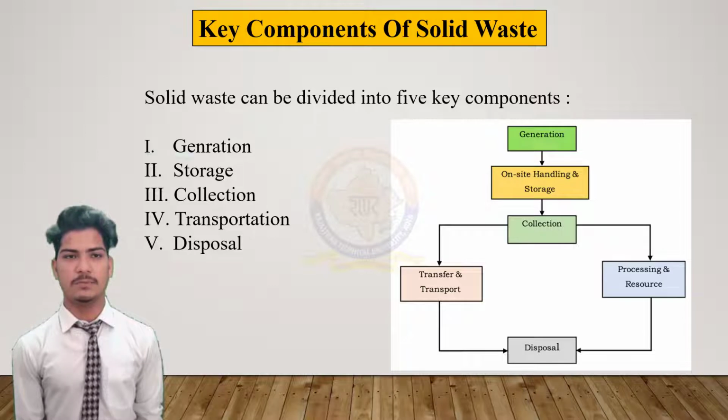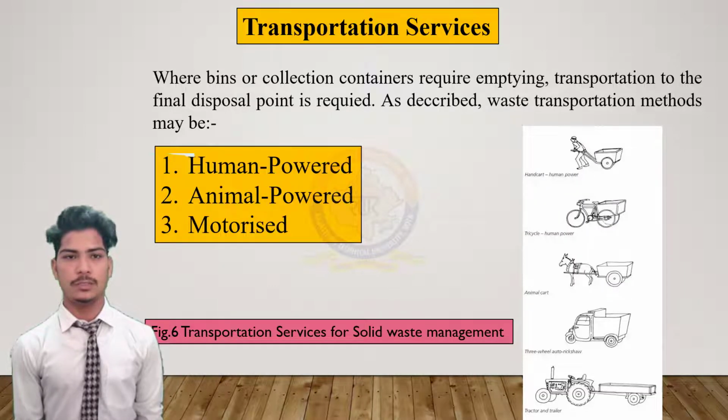Third is collection. Collection simply refers to how waste is collected for transportation to the final disposal site. Next is transportation. This is the stage when solid waste is transported to the final disposal site with the help of animal power or human power. And the last stage is disposal. This is the final stage of solid waste management, which is safe disposal where associated risks are minimized. Now, transportation services for solid waste. For the transportation of solid waste to the final disposal site, the various transportation services in use are human power, animal power, and motorized. Figure 6 shows the various transportation services.